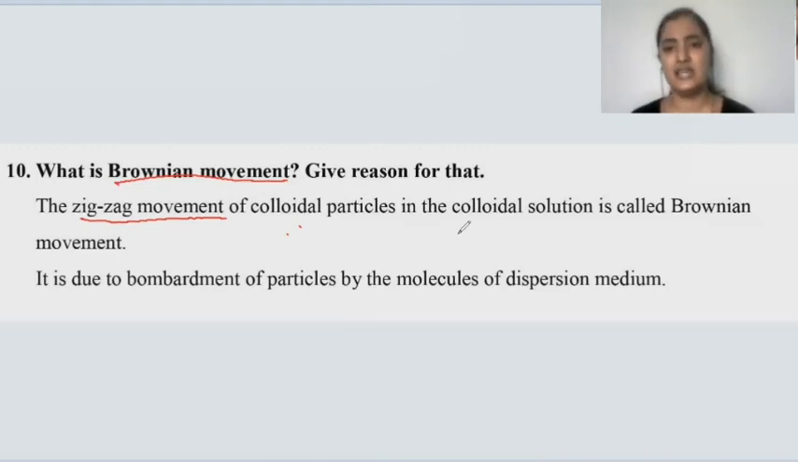What is responsible for the zigzag movement of the colloidal particles in the colloidal solution? Here, children, the colloidal solution, as you know, is prepared by dispersing the dispersed phase in a dispersion medium. When you consider the dp as well as the dm, the dp also contains particles, the dm also contains particles. Here the dm particles are larger in size.